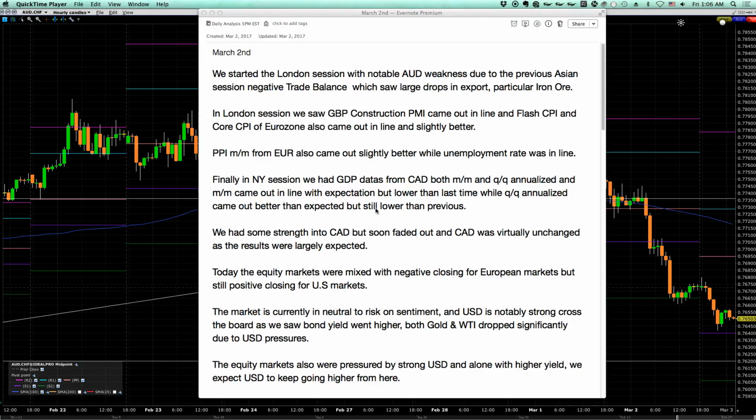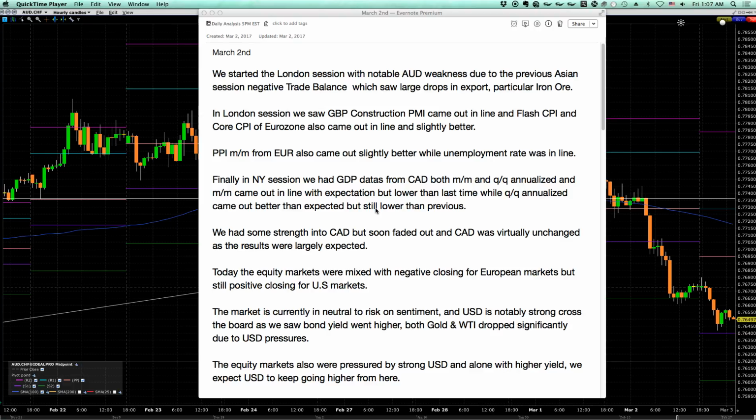PPI from the Eurozone also came out slightly better, and the unemployment rate was also in line. So fundamental data-wise, the Eurozone has been performing quite well. But if the central bank chooses to ignore it, then that's just the way it is. Always understand that the central bank takes more priority than the fundamental data. If you want to line up who has more influence, it's always the central bank, then the fundamental data, and then something else.